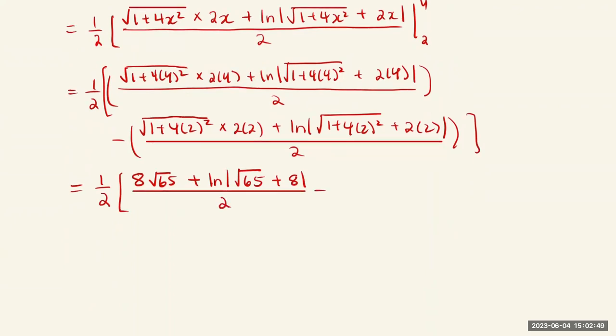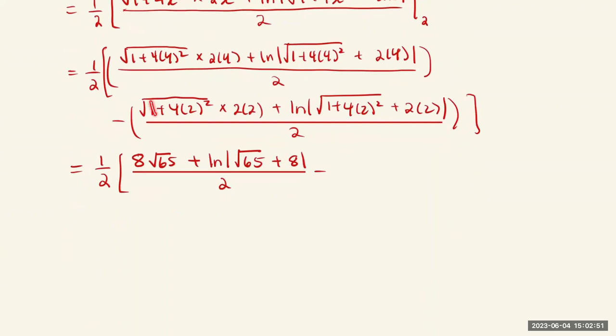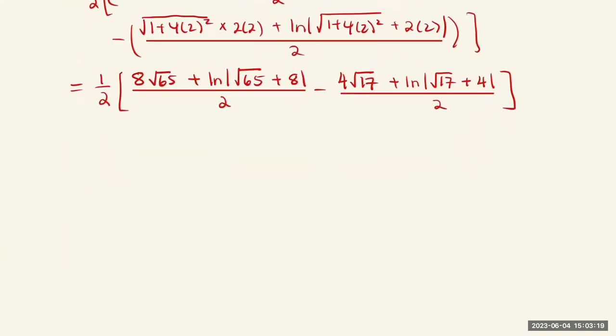Then subtract. Because we have 1 plus 4 times 16, that's going to be root 17, so 4 root 17, and we have plus ln of root 17 plus 4, and the whole thing is divided by 2. And so that is just going to be the arc length of x squared from 2 to 4.